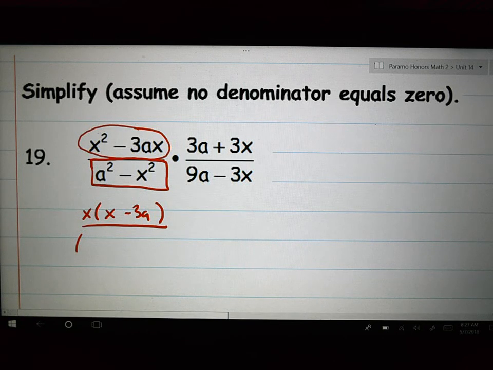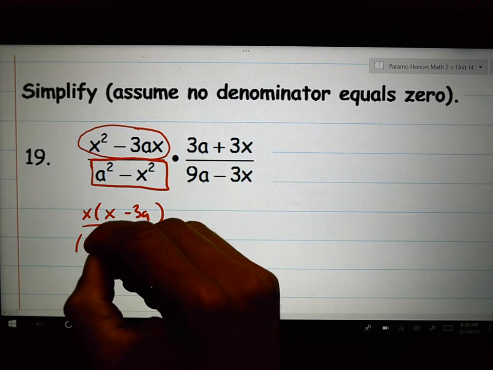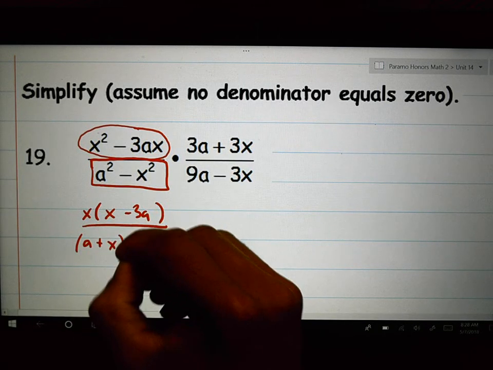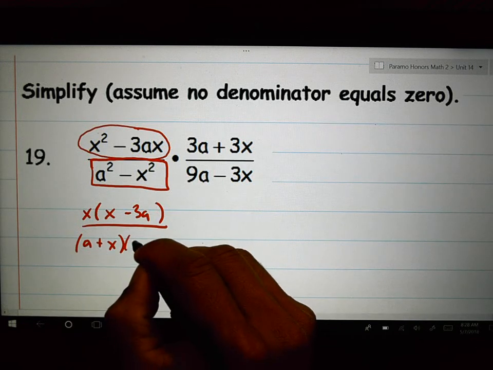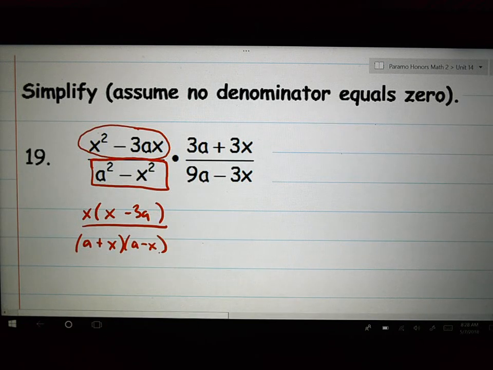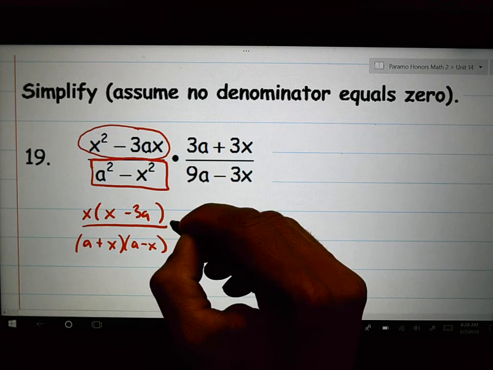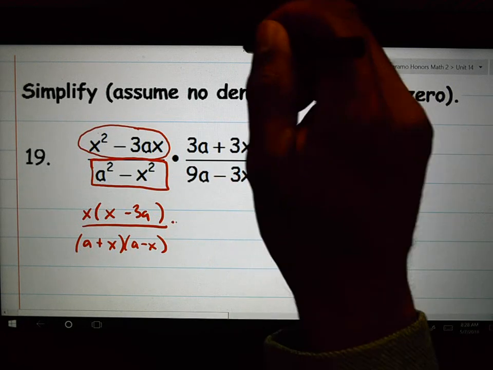Yeah, I'm thinking of difference of squares. If you take the square root and you take the square root, you add one set of the roots and you subtract one set of the roots. That is how you factor the difference of squares. It should be a plus x times a minus x, or vice versa. Next, multiplied by. Now I'm going to do this upper right hand side.